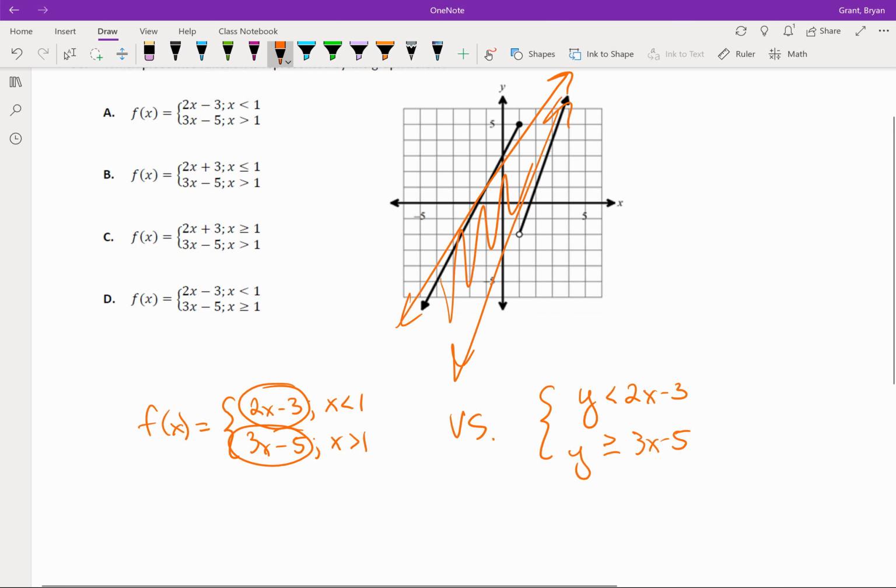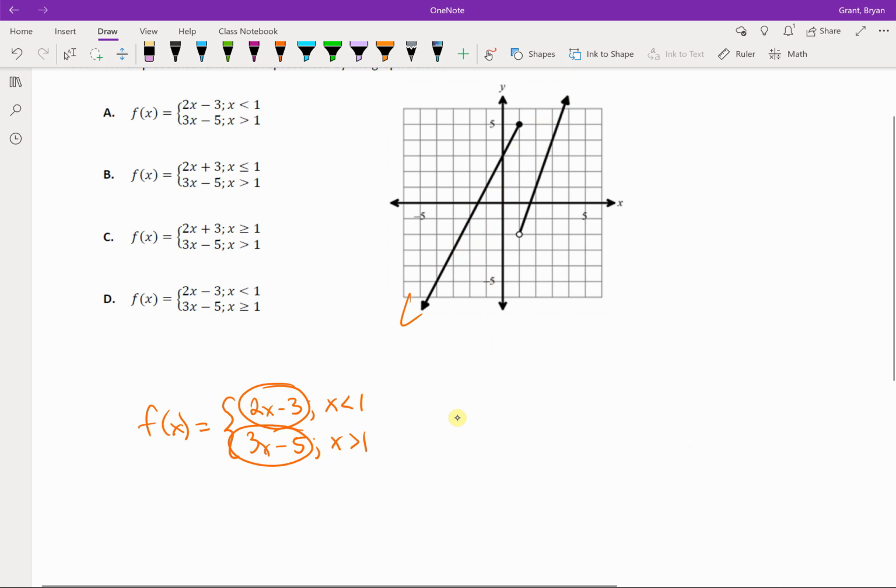So the system of inequalities won't have these little brackets, and they'll just have one equal sign, and this one really has two different equal signs, two different y's. So make sure you practice keeping those straight. We are just looking at a piecewise function here.